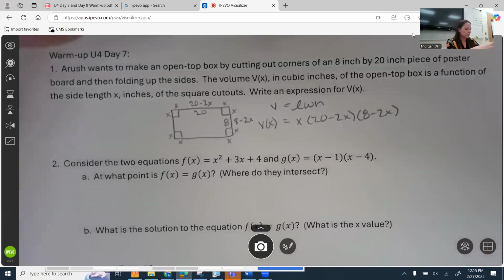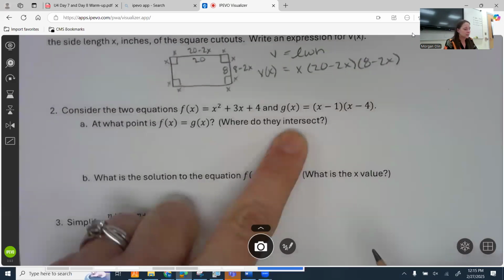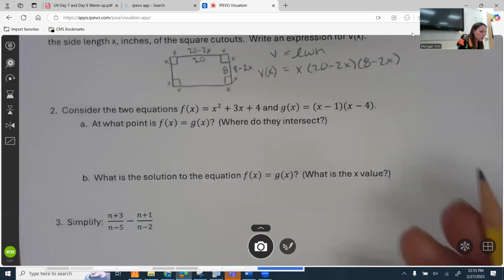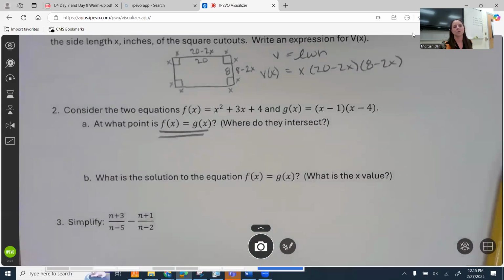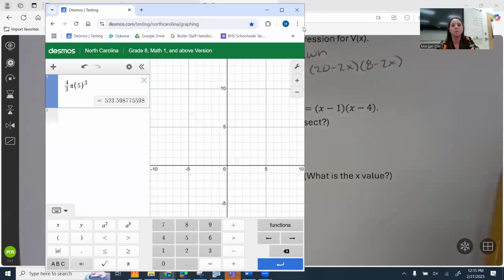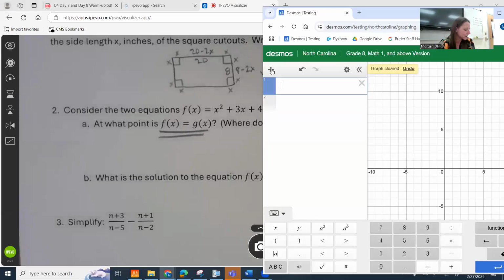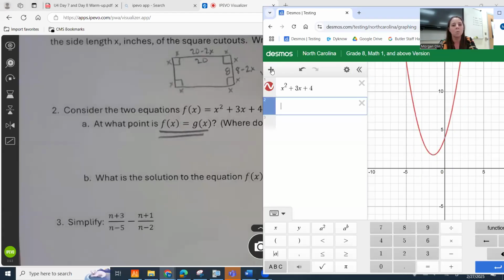All right, number 2. Let's consider the two equations right here. At what point does f of x equal g of x? Now, I wrote where do they intersect, but that will not be there. You have to know whenever you see right here, when two functions are equal, you want to know where they intersect. So here, we've got to take both of these and plug them in. Now, they can actually intersect at multiple points. So put both of them in the way they are. You don't need to multiply that one. That's factored out. So we're going to leave it like this right here.